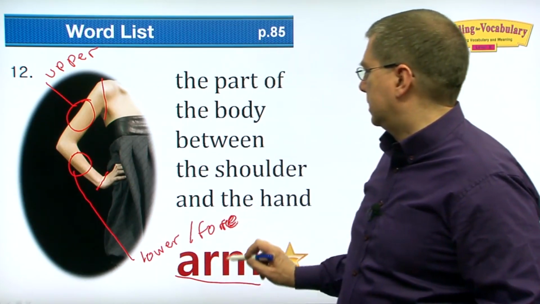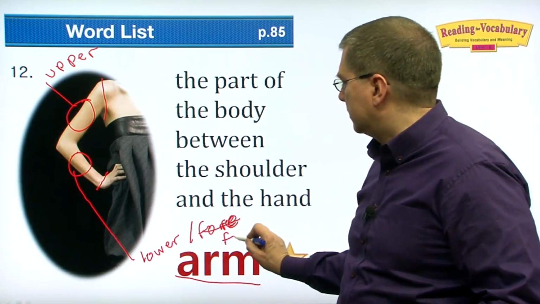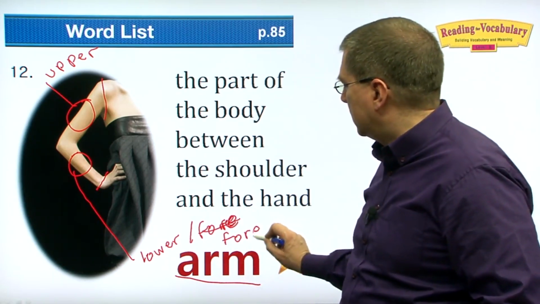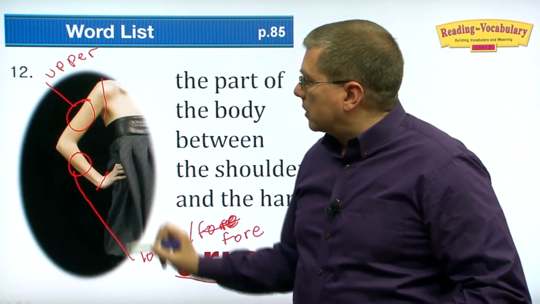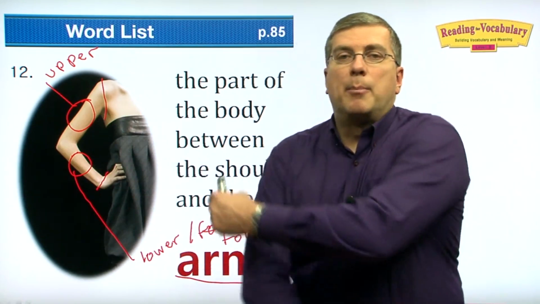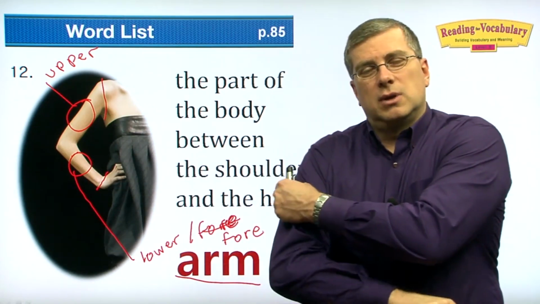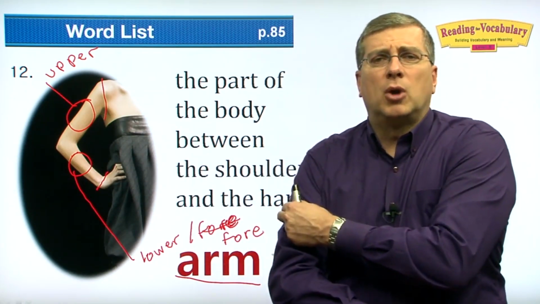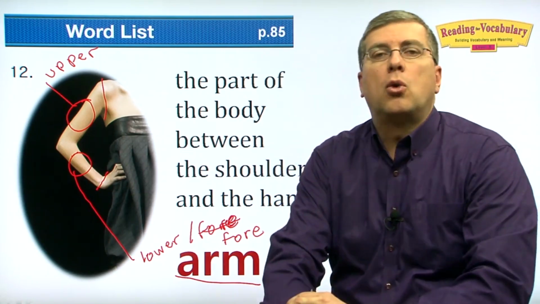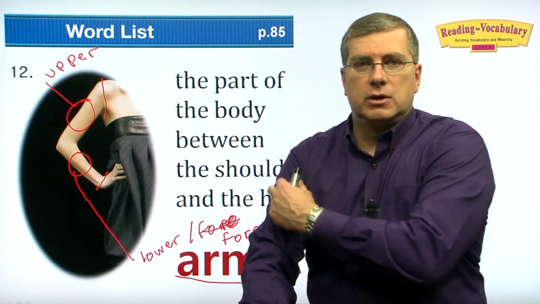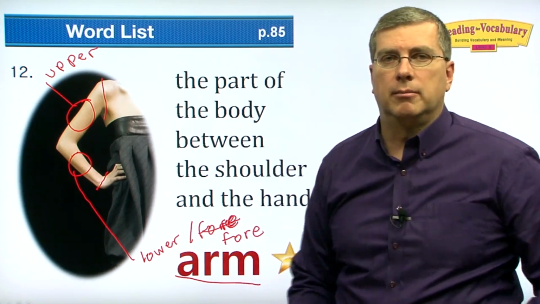F-O-R-E. Okay, well, let's do it easier for you guys. Forearm. So forearm is here. We could also call it the lower arm. This is the upper arm. So if you're complaining, my arm hurts. Where does it hurt? My upper arm hurts or my forearm hurts, right? So you have two parts to your arm, okay?